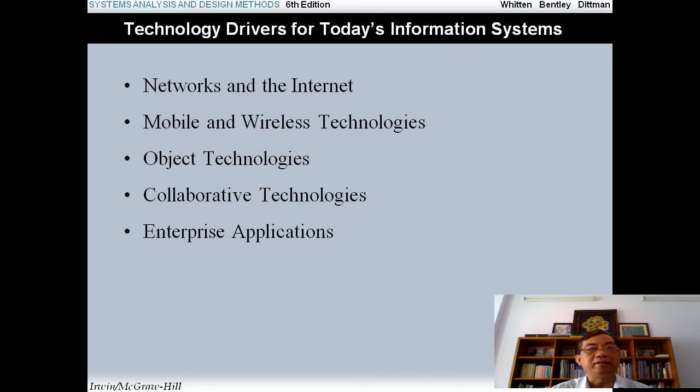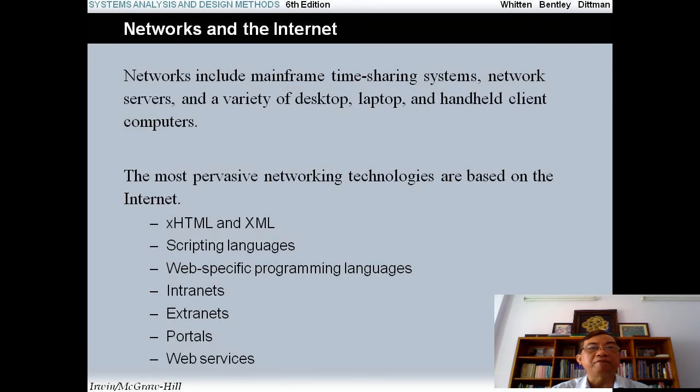Today you will learn about the network and the internet, about mobile and wireless technology, about object technology, about collaborative technologies, and about enterprise applications. Now, the network and the internet. Networks include mainframes, sharing systems, network servers, and a variety of desktop, laptop, and handheld client computers. The more pervasive networking technologies are based on the internet, such as HTML and XML, scripting languages, web services, specific programming languages, intranet, extranet, and web services.